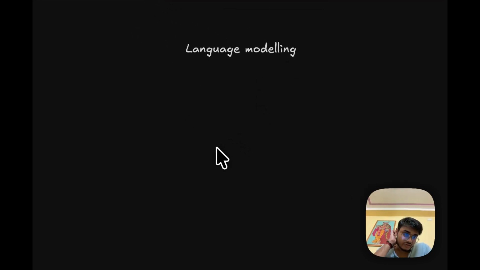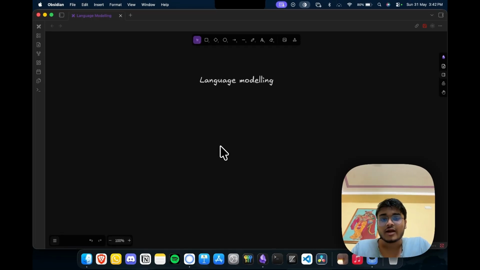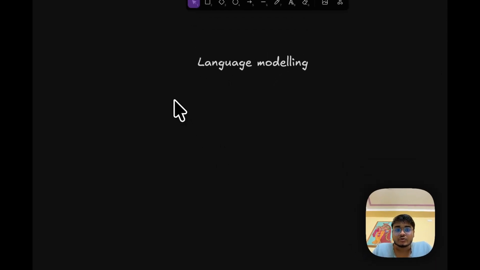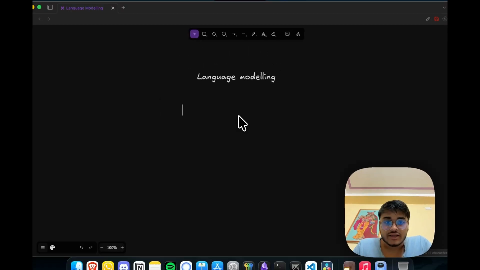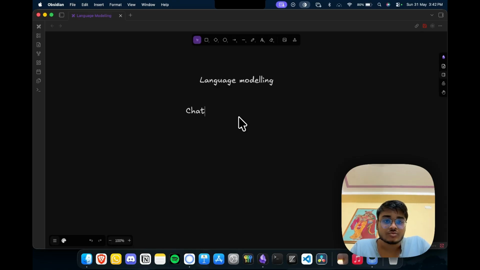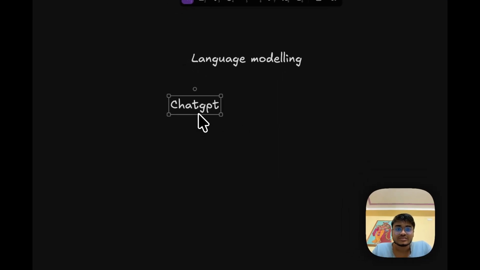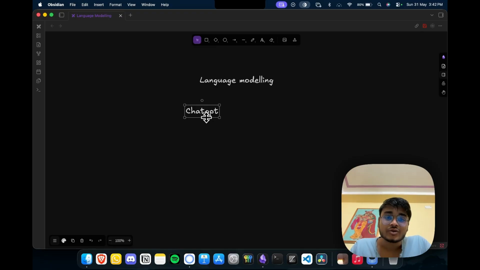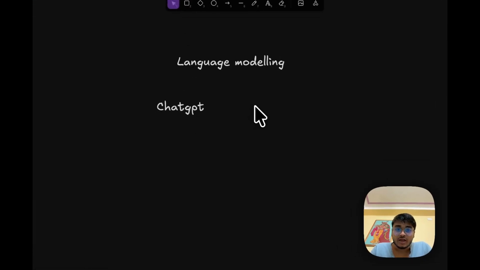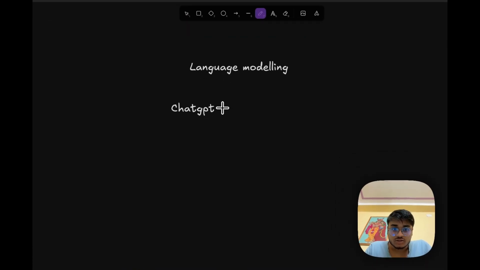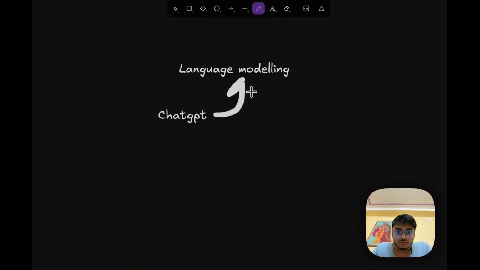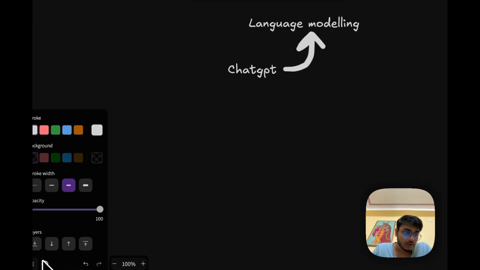The idea of language modeling is pretty simple, and it is used in our daily life a lot right now. You may have heard of ChatGPT and these kinds of AI tools. Behind the scenes, ChatGPT and these AI tools work on this thing called language modeling.